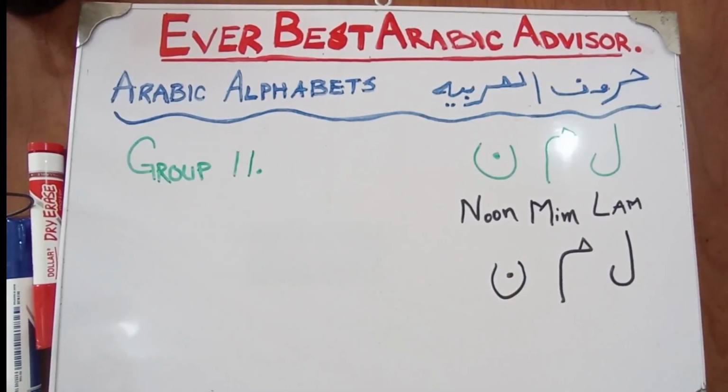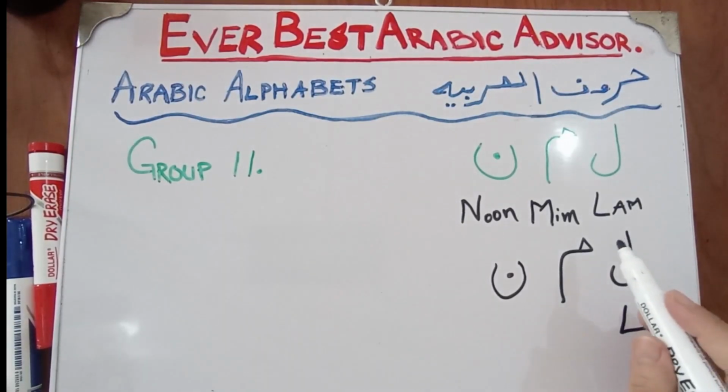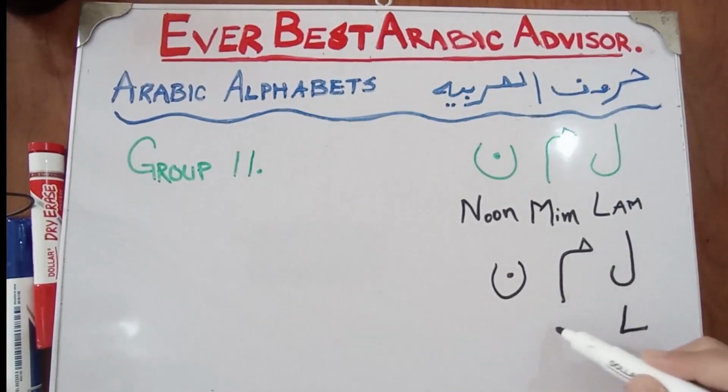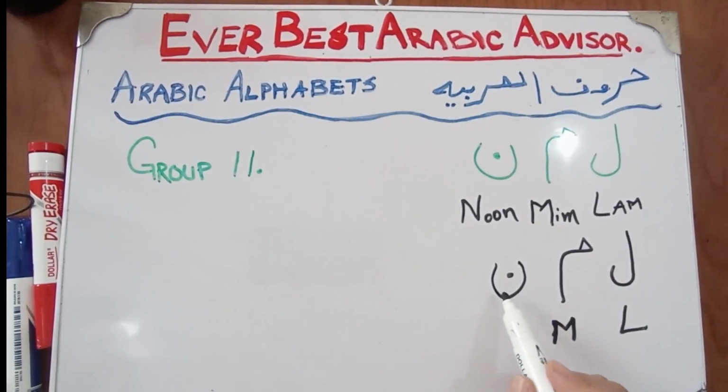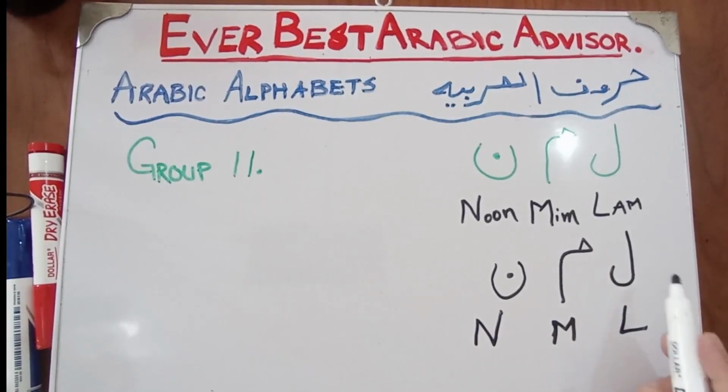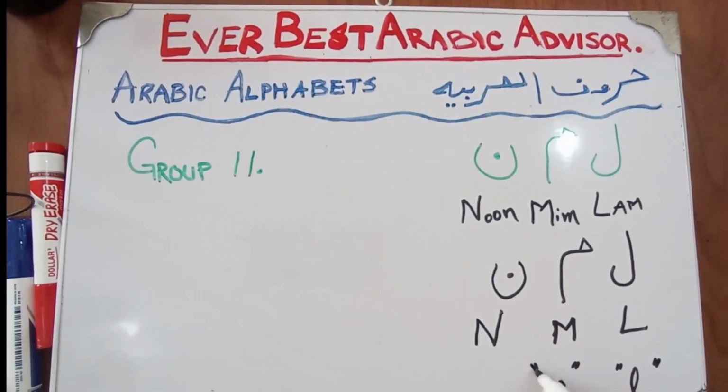Now let's learn what their equivalent in English is. The equivalent of Lam in English is the letter L. The equivalent of Mim is the letter M. And for Noon it is the letter N. The phonics of Lam is just like L in length. The phonics of Mim is just like M in moon. And the phonics of Noon is just like N in no.